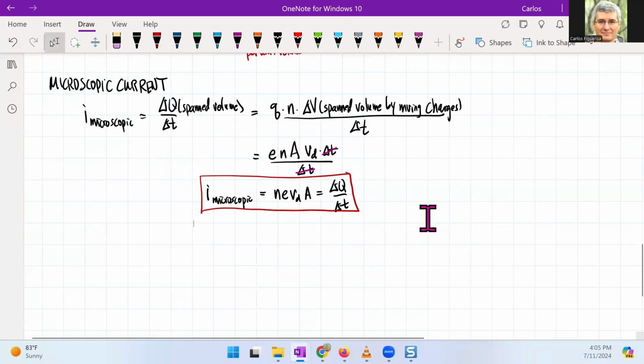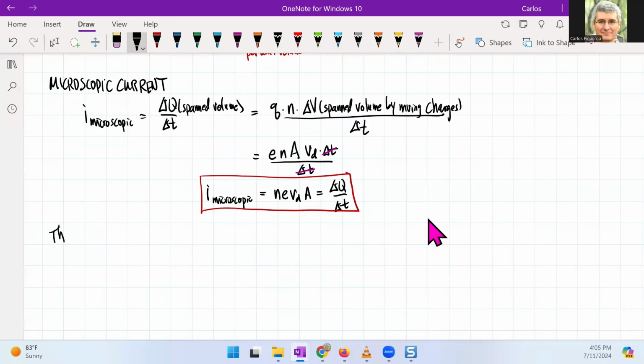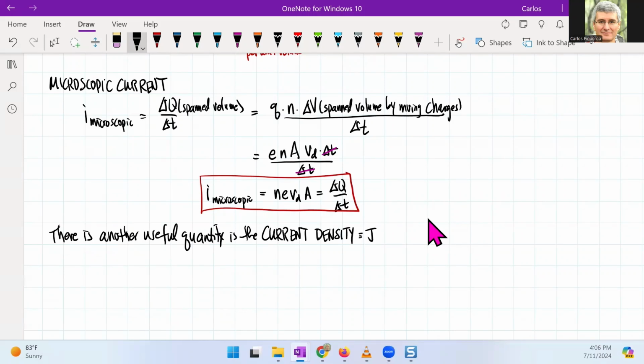Before I leave here, there's another useful quantity, and this useful quantity is the current density, which is defined by the symbol J. When we look at this, the current density J is going to be the current divided by the area, which is n e v_d.